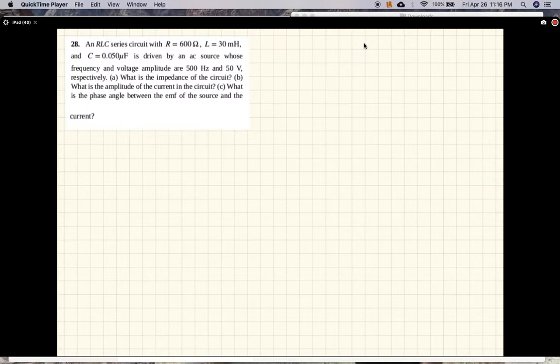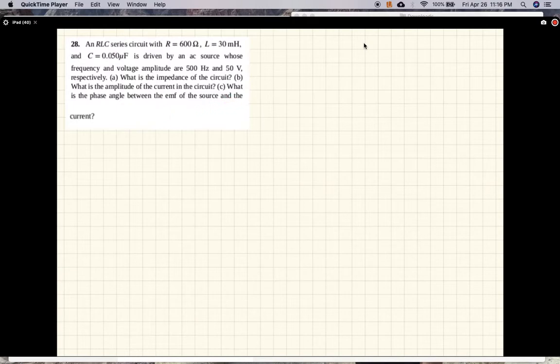Okay, so an RLC series circuit with R equal to 600 ohms, L equal to 30 millihenry, and C equal to 0.05 microfarad is driven by an AC source with frequency and voltage amplitude given by 500 Hz and 50 volts respectively. What's the impedance of the circuit? What's the amplitude of the current in the circuit? What's the phase angle between the EMF of the source and the current?